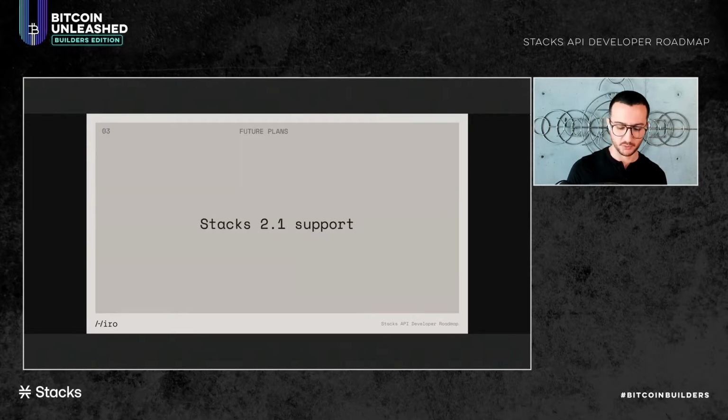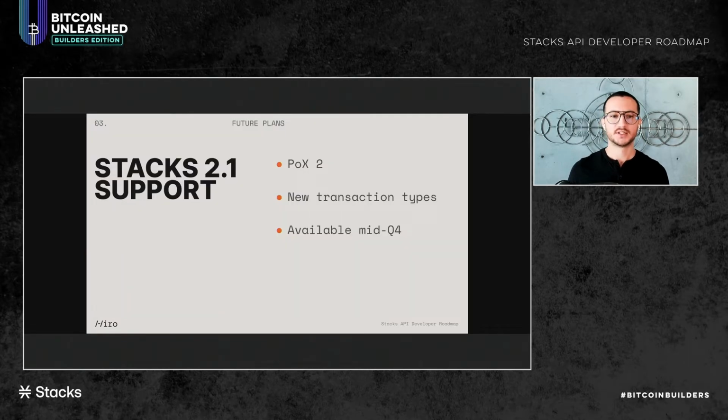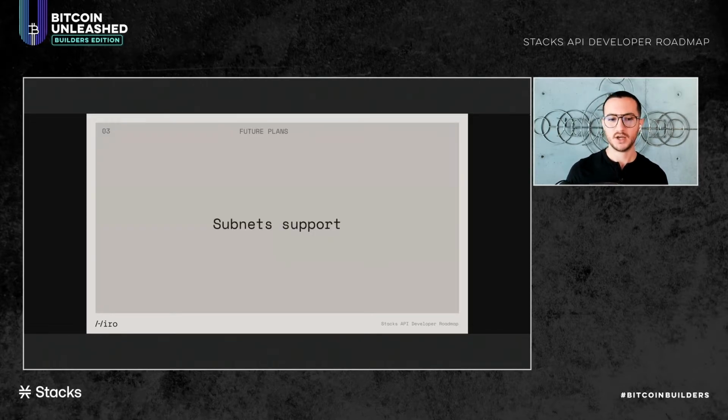So first, Stacks 2.1. Stacks 2.1 brings about POX2, so Proof of Transfer 2. This contract is the new implementation of this process. We're going to be adding support for this on the API, of course. Also, we're going to add the new transaction types that are available in Stacks 2.1 and everything else that comes with it. Our goal is to have this available mid-Q4 as a release, but definitely ready, of course, when Stacks 2.1 hits mainnet, so that the change is completely transparent for developers and absolutely 100% backwards compatible for the rest of the chain history.